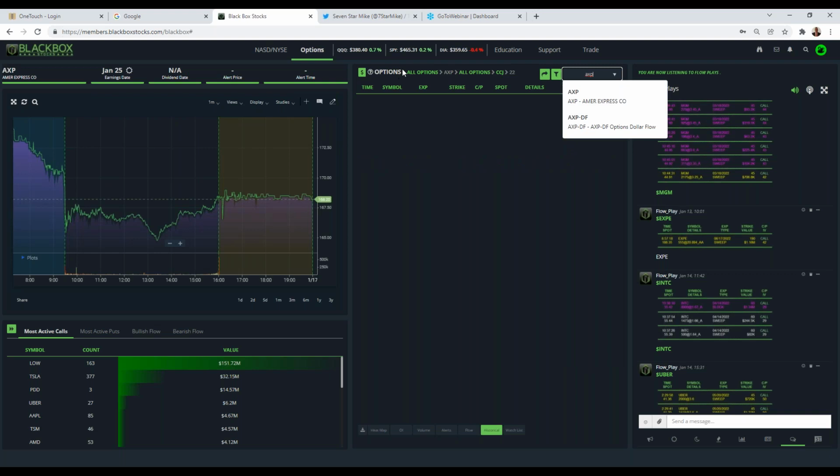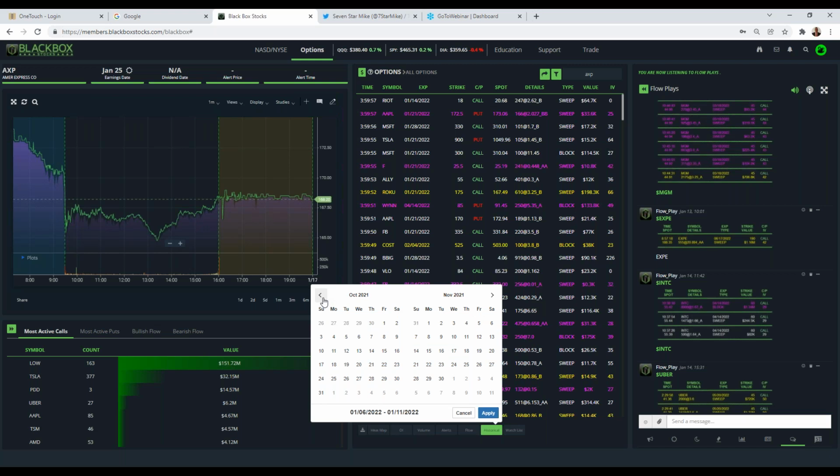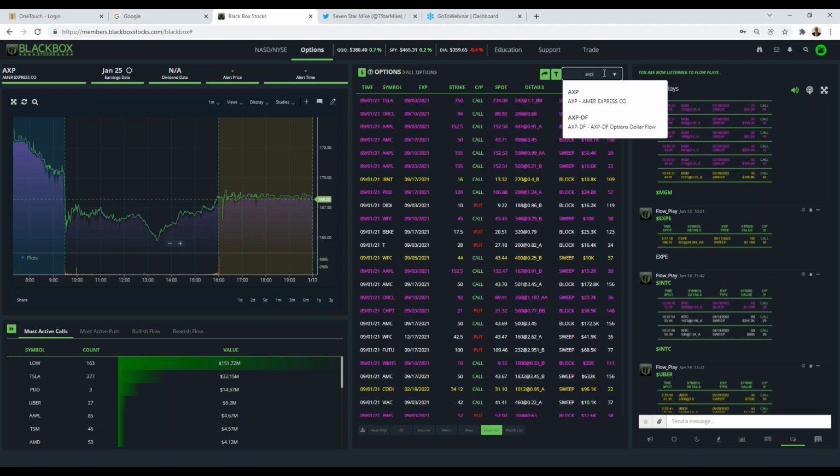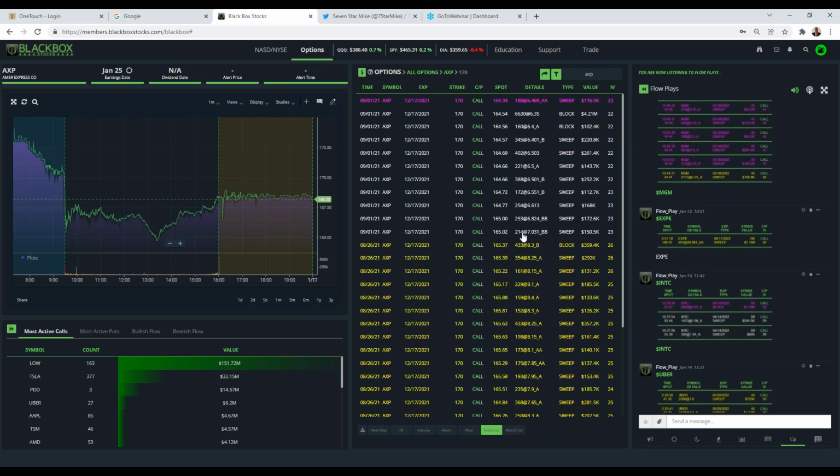We're going to go to American Express, and this was last year. It's just one that I like to show, because it's a nice clear picture of entry versus exit. So this happened in August. They bought and then they started flipping out of them on the 1st. And it was the American Express December 17 170s, right there.